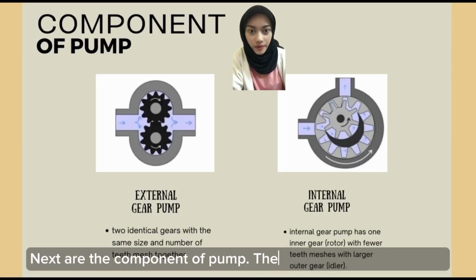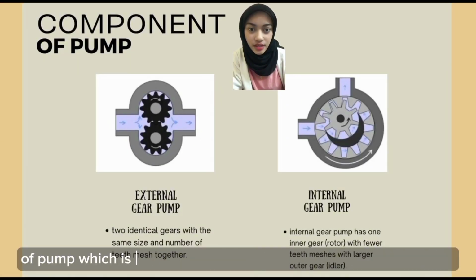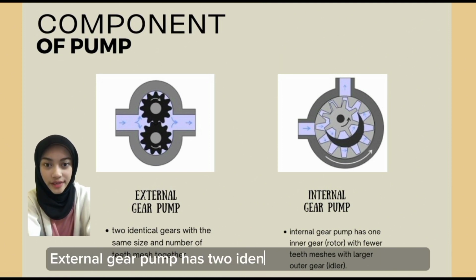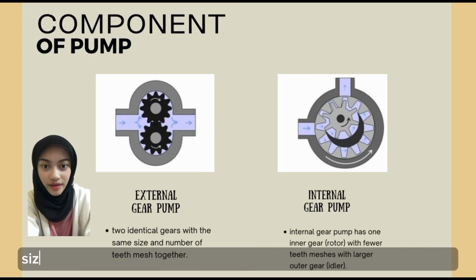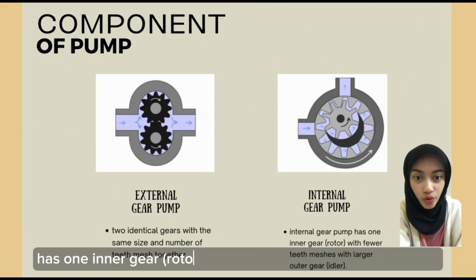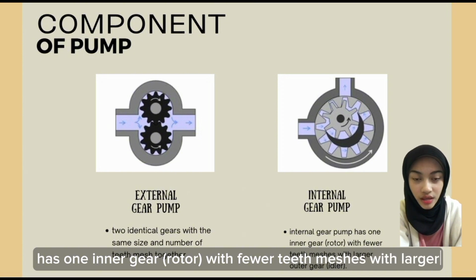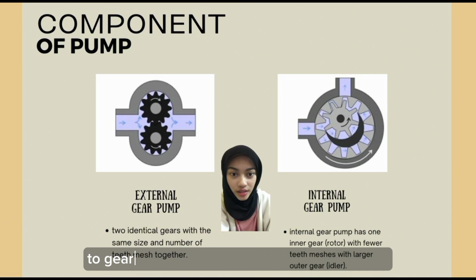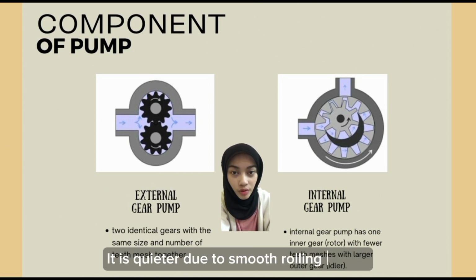Next are components of pump. There are two different types of gear pump, which are external and internal, also known as gerotor pump. External gear pump has two identical gears with the same size and number of teeth meshed together, while internal gear pump has one inner gear, the rotor, with fewer teeth meshed with a larger outer gear, the idler. External gear pump can be noisy due to gear clash compared to internal gear pump. It is quieter due to smooth rolling action.